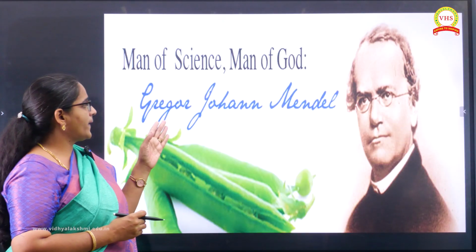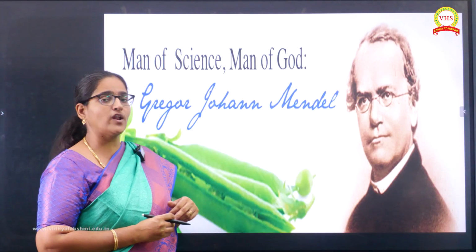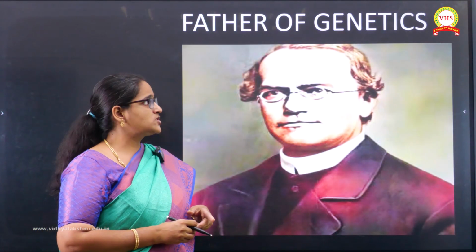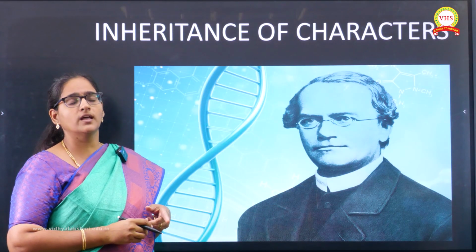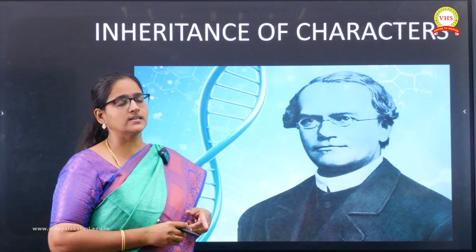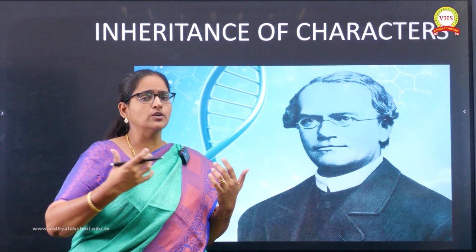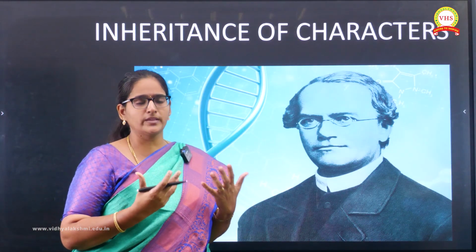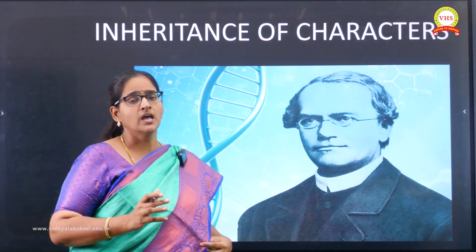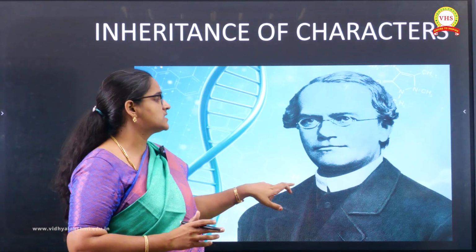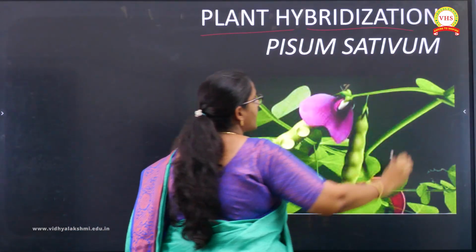So here we are going to see the great person called Gregor Johann Mendel, who is called the man of science and the man of God. Gregor Johann Mendel is called the father of genetics. He was the person who worked on the concept of inheritance of characters. Everybody says characters or traits are transferred from one generation to the next generation. But what is the proof for that? Where is the experiment for that? For all these questions, the only person who started experimentation on the inheritance of characters is none other than G.J. Mendel. The experiments he conducted are called plant hybridization.